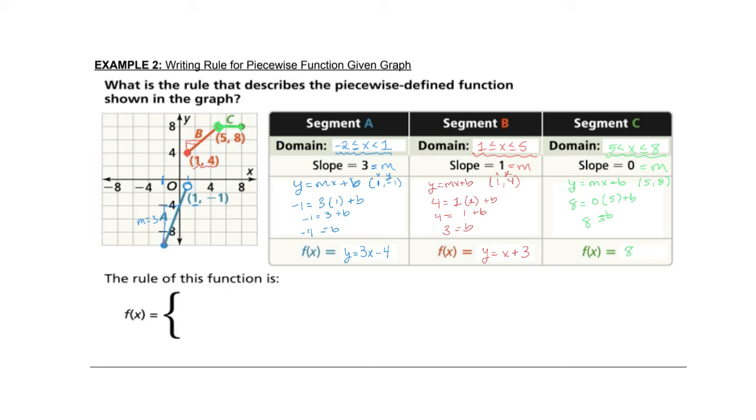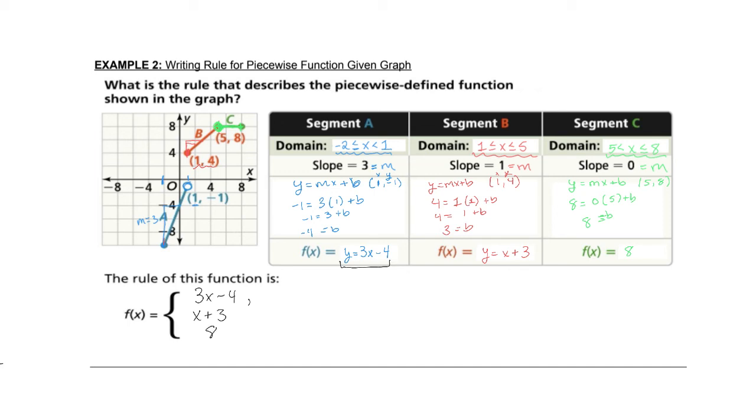Now what we're going to do is write the final rule. So we're going to take out the f of x. We don't have to write the y because f of x is written there already. So f of x equals 3x minus 4. Also, f of x equals x plus 3. And then f of x also equals 8.